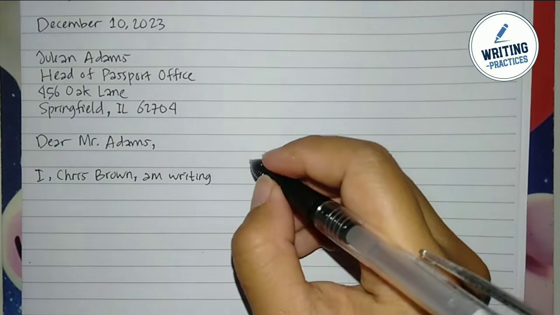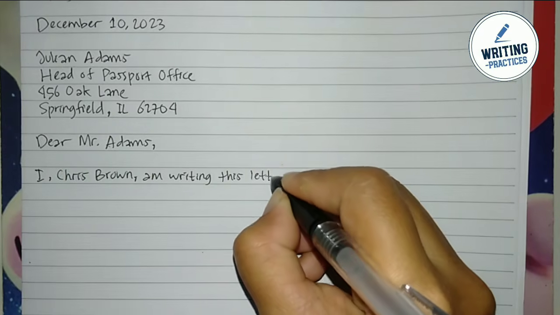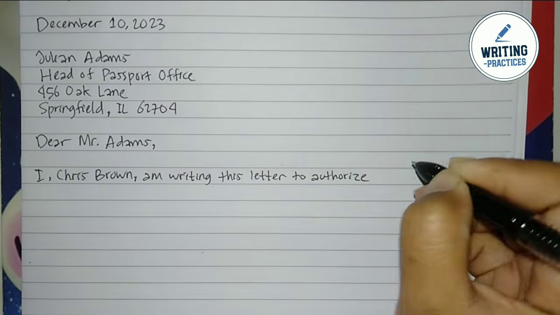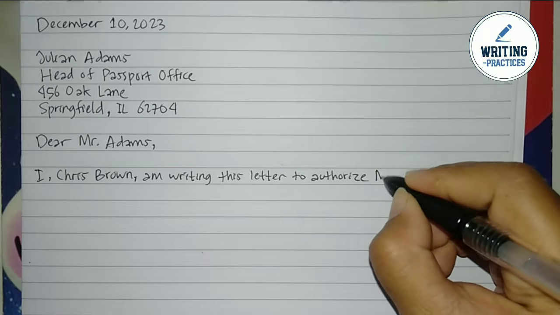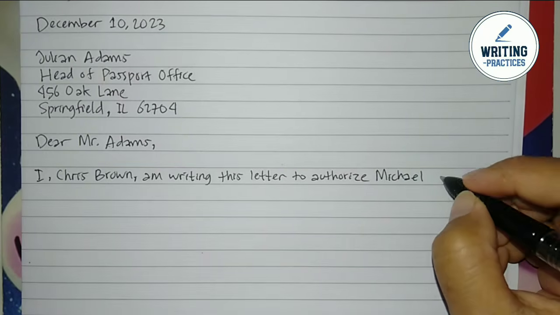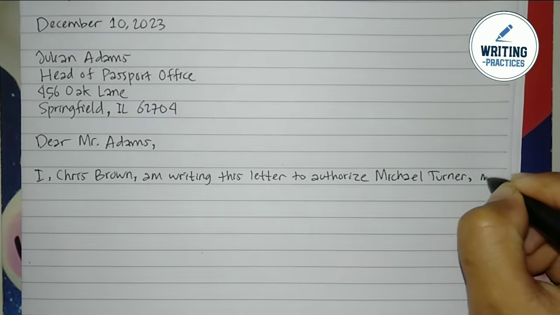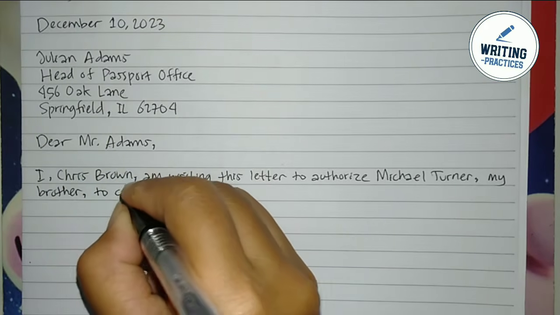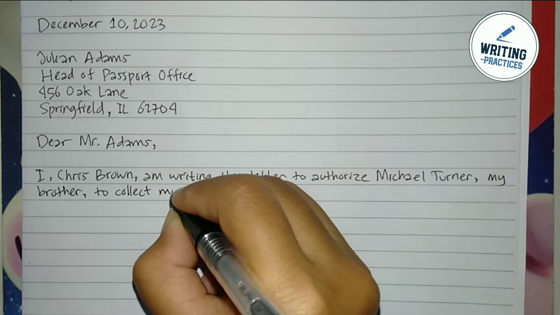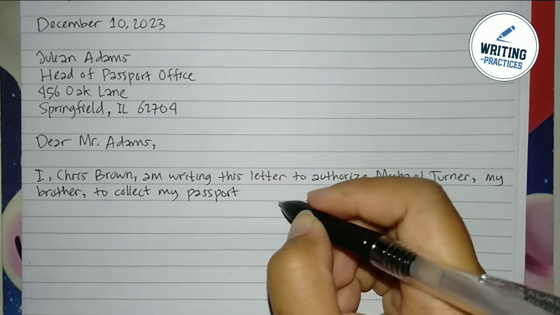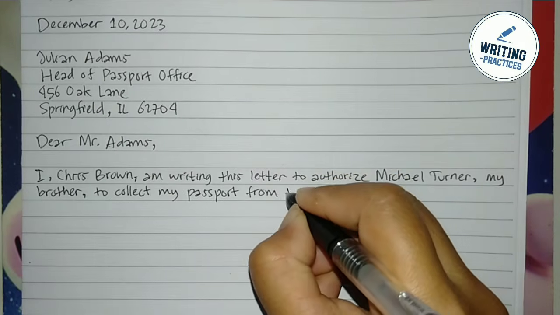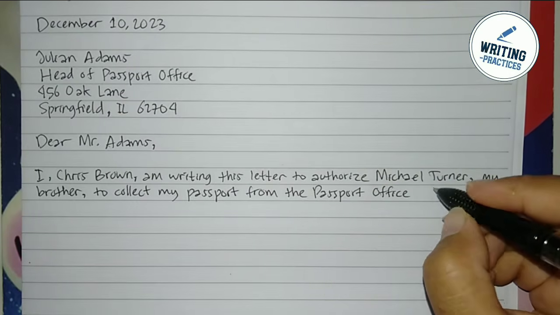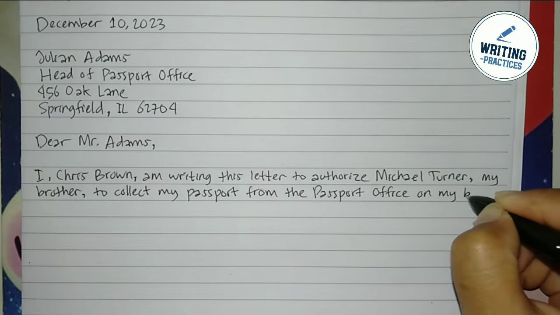In the first paragraph, you must begin with a clear and concise statement of authorization. Here, the statement must include specifying the tasks. Mention also the actions that the authorized person is allowed to perform on your behalf. For example, "I, Chris Brown, am writing this letter to authorize Michael Turner, my brother, to collect my passport from the passport office on my behalf." So it is clear, you write your full name, and the full name of the person you give authority, and what authorization it is, and the location.